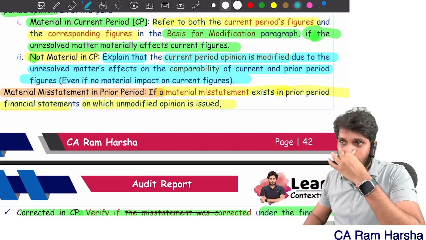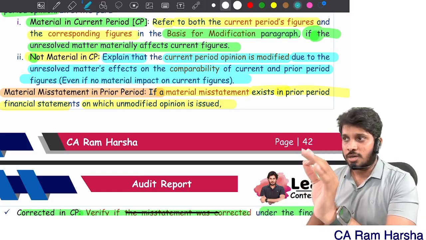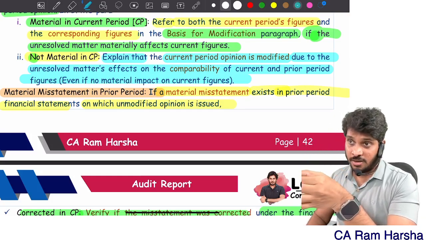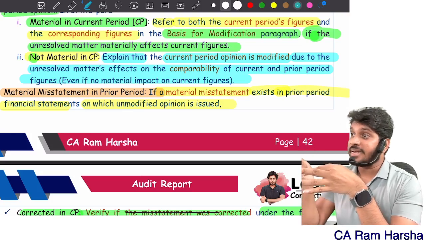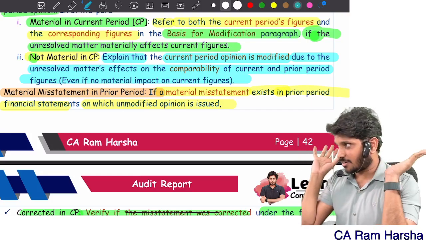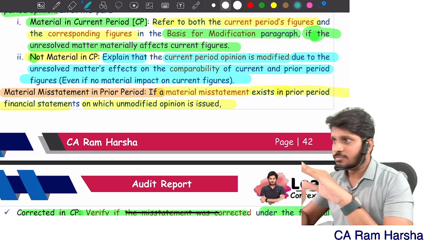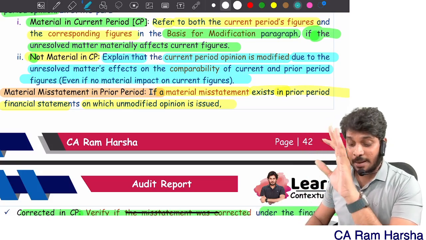Okay, I will mention that the current period financial statements are not affected by last year. However, for comparability, the corresponding figures are not free from material misstatement. Like that we will modify. Are you clear? All of you? Now the comparison, let us start.